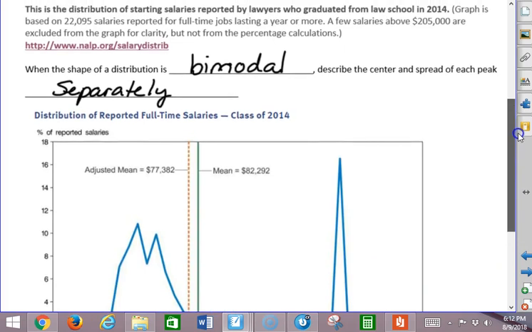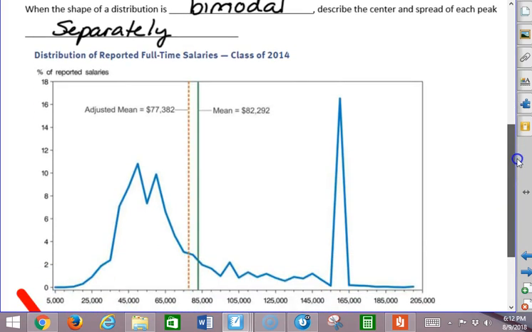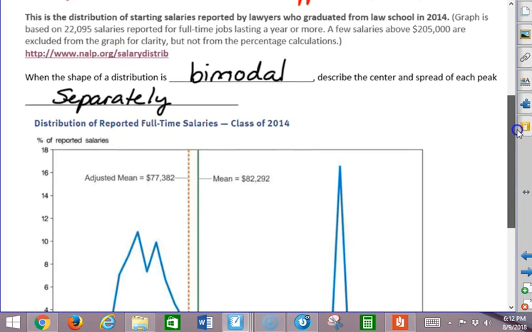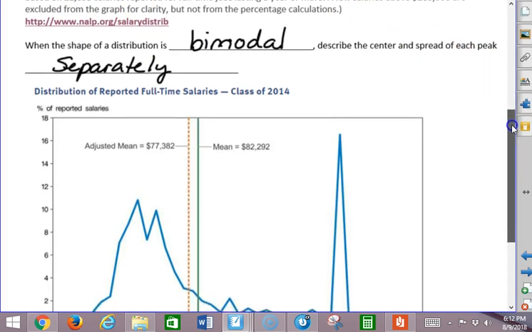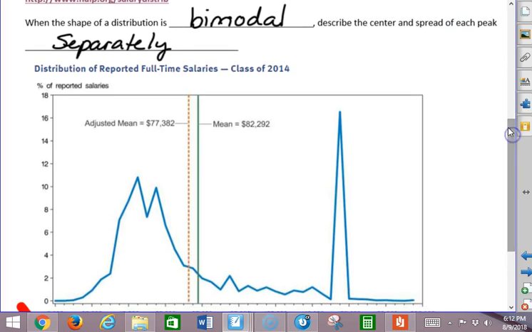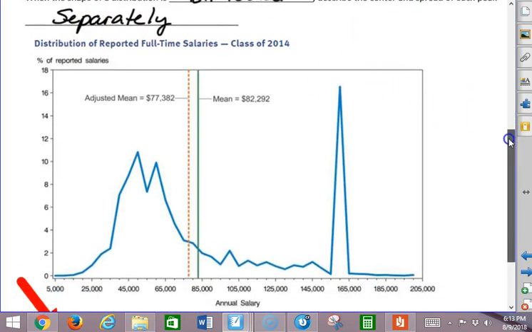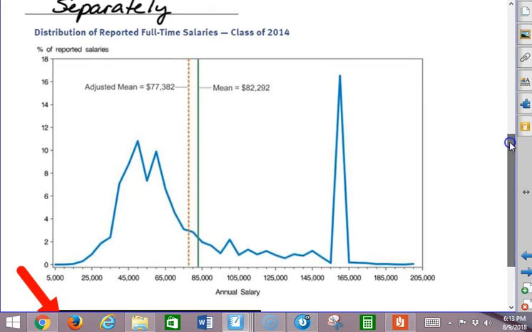Okay, now here's an example of a bimodal graph. This is very distinctly bimodal. This is the distribution of starting salaries of lawyers who graduated in 2014. There were some self-reported 22,095 salaries for full-time jobs lasting a year or more. So this is a bimodal distribution. When I'm looking at a bimodal distribution, I want to describe the center and spread of each peak separately, because describing the center of the overall graph really doesn't tell you much of anything.